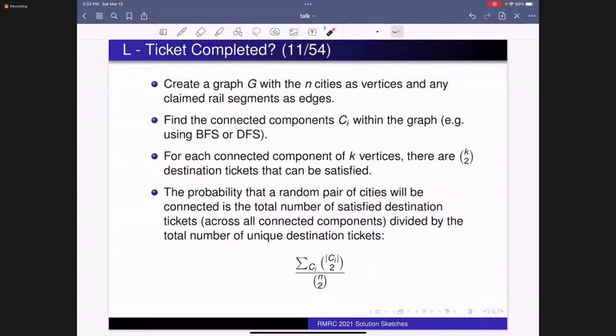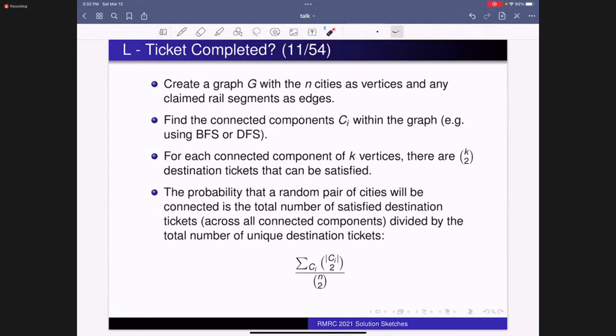Ticket completed. This is a classic graph problem with just a little bit of a probability thing at the very end. So what you want to do first is somehow establish the connected components of the graph. The answer is the number of pairs of nodes that lie in the same connected component divided by the total number of pairs of nodes.